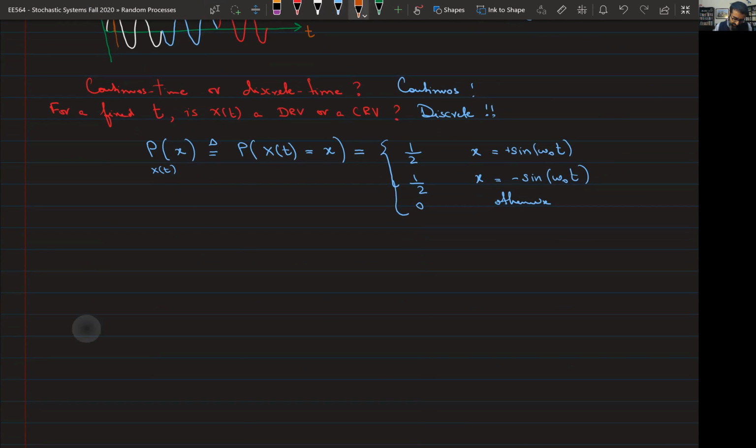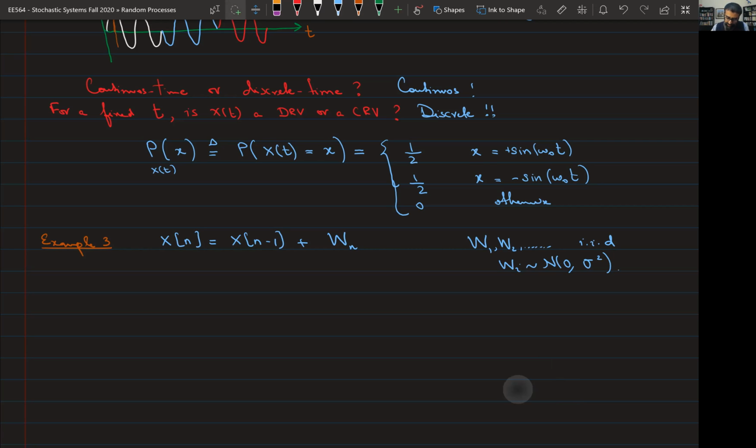So this is example 3, and this is an example that we did not do in the last class. So this is relatively new. This x of n is a random process, which is equal to x of n minus 1 plus wn, where w1, w2, all the way up to infinity are IID, independent and identically distributed, and wi is Gaussian with mean 0 and variance sigma squared. And the additional information that we have is that x of 0 is equal to 0. Right, so it's actually an accumulator.